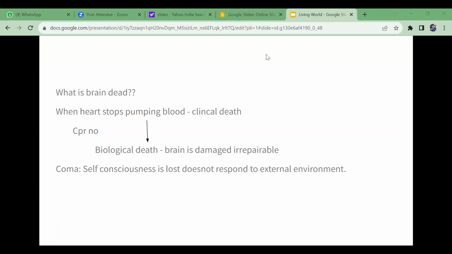What was I saying? Also, coma patients are given food through drips. Stop the drips, he'll respond to it. Remove the ventilator only, he is responding. That means he is responding to the external environment, but he doesn't have self-consciousness. Okay. This is the thing.